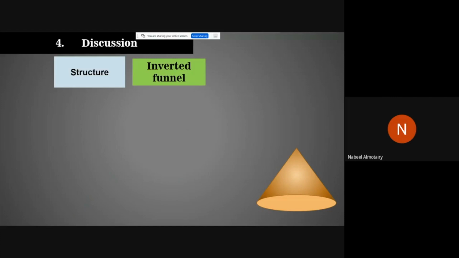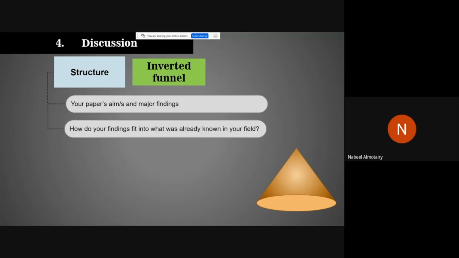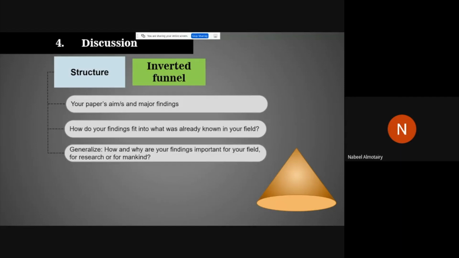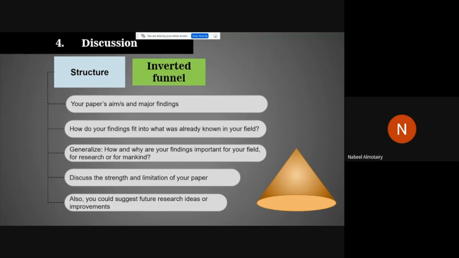So what is the structure of the discussion? Usually the discussion follows the inverted funnel, the opposite of the introduction. You start by reporting your study aim and the major findings that you have found. And then you move on to illustrate how your data are important and how they are related to other studies in the field. And then you try to generalize by reporting how they are important in the field of research or for mankind. And then you could discuss the strengths and limitations of the paper. And then finally, you could suggest some research ideas or improvements.